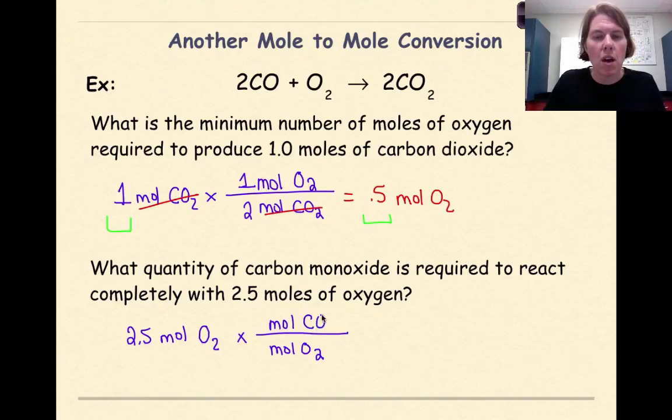Moles of CO. I go to my balanced equation. There is a 2 in front of the CO, 2. There's an assumed 1 in front of the O2, 1. Moles of O2 cancels moles of O2. 2.5 times 2, that would be 5 moles of CO. I go back, I check, I make sure that everything is set up correctly, I make sure that my math is done correctly, and I'm good.